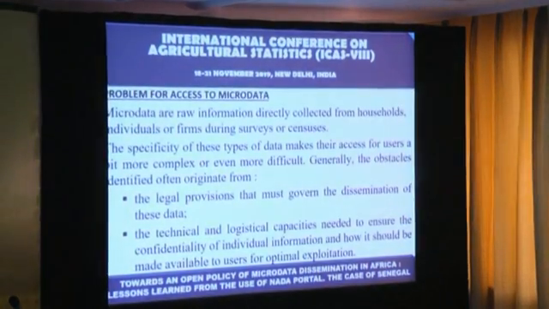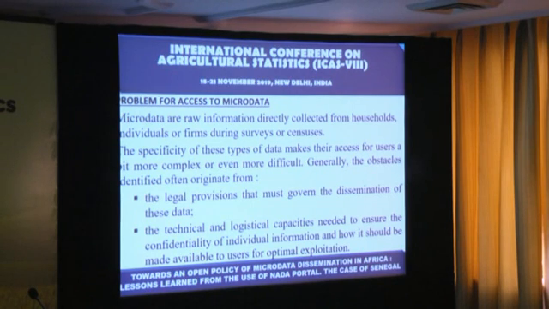We can now talk about the problem of access to microdata. Microdata are raw information directly collected from households, individuals, or firms during surveys or censuses. The specificity of this type of data makes access for users a bit more complex, even more difficult. Generally, the obstacles identified often originate from the legal provisions that govern the dissemination of this data. At this level, the country has a law that protects data dissemination. The technical and logistical capacity is needed to ensure the confidentiality of individual information and how it should be made available to users for optimal exploitation. At this level again, the data manager has to apply the anonymization process to minimize the risk of identification and conserve the utility of the data.